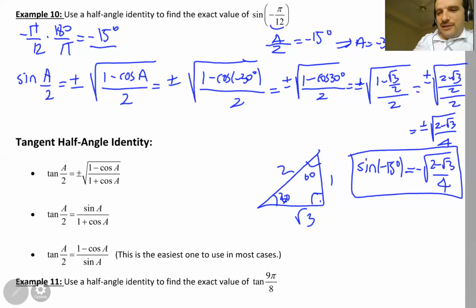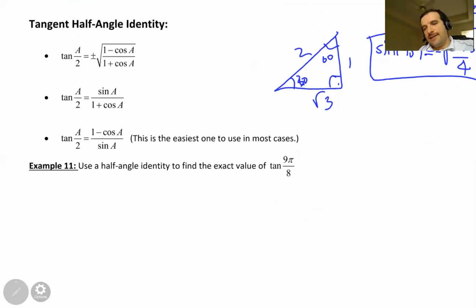Okay. All right. So let's continue. What is the half angle identity or half angle formula for tangent? It is tangent of a over 2 is equal to plus or minus root of 1 minus cosine A over 1 plus cosine A, or sine A over 1 plus cosine A, or 1 minus cosine A over sine A, okay? And this is the easy one to use in most cases. But you can use either of them. That doesn't really matter.